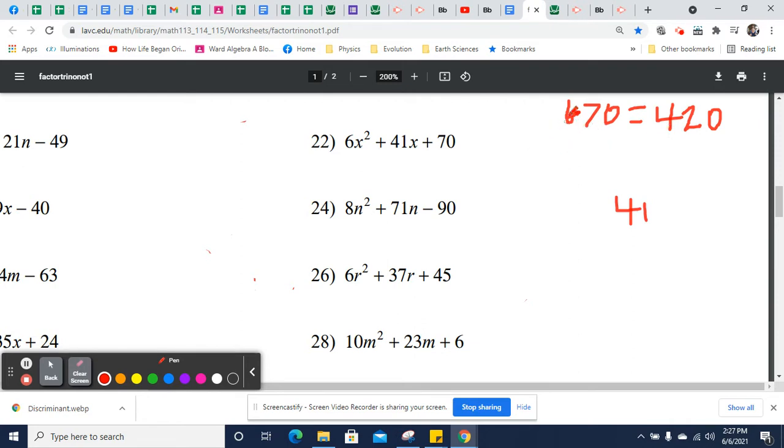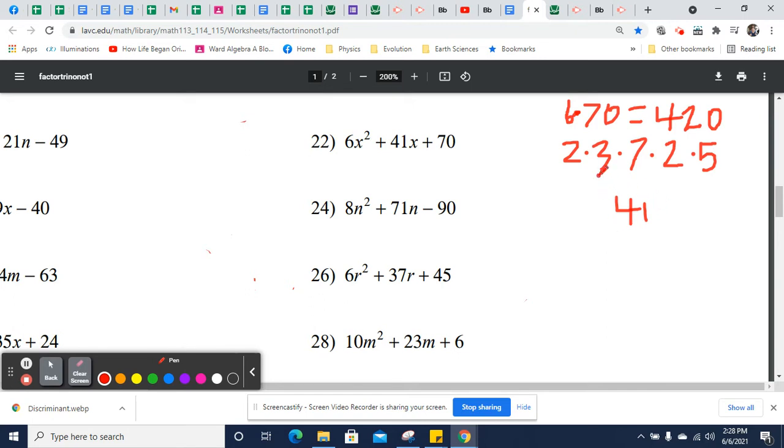So a good thing to do is just break 6 and 70 into their factors, because their factors are going to be all the factors that you put together in this. So I'm going to have 2 times 3, and then 70 is 7 times 2 times 5. What I want to do is mix and match and rearrange these factors so I get two products that add up to 41.